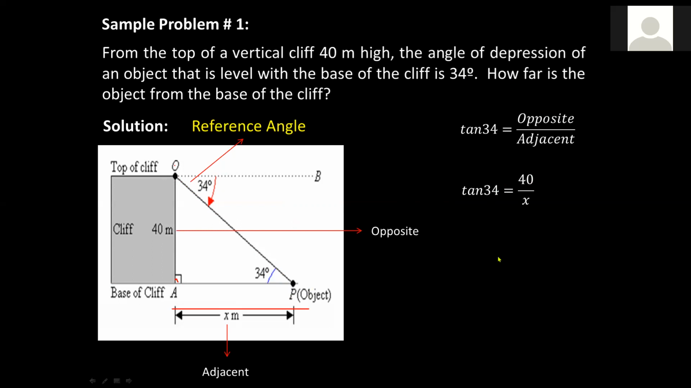And then mag-algebra lang tayo dito. Let us just interchange x and tangent 34 in their positions. So we have x equals 40 over tangent 34. If we're going to use our scientific calculator, we can obtain a value of x which is equal to 59.30 meters. Ang ibig sabihin, ang layo ng object from the base of the cliff is 59.30 meters. And this is our problem number 1. Klaro ba ang pagkakasolve ng ating problem number 1, anak?